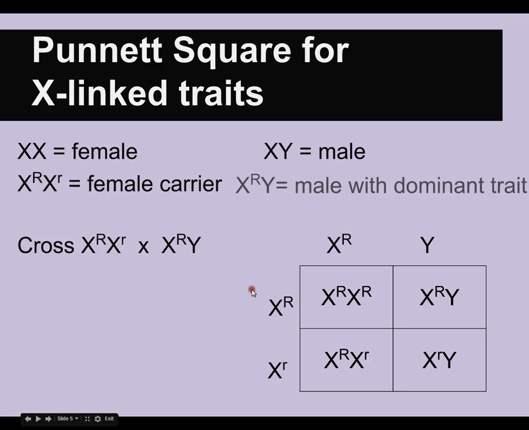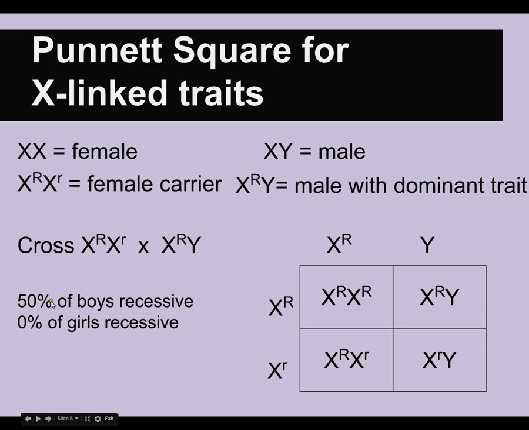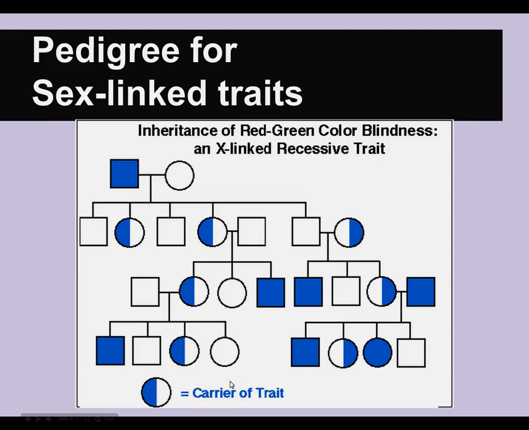So here's what the percentages look like. 50% of the boys will show the recessive trait, so half of the boys, and none of the girls will show the recessive trait. So the sex-linked traits work a little bit differently, but it's pretty easy to put together a Punnett square and figure out what the ratios are. So let's look at a pedigree for sex-linked traits.